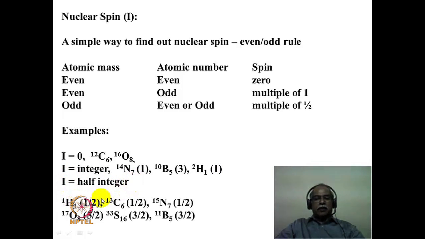Proton has a spin of 1/2. Carbon 13, although it is a low-abundance isotope of carbon, has a spin of 1/2. Nitrogen 15 has a spin of 1/2. Oxygen 17 has a spin of 5/2. Boron 11, for example, has a spin of 3/2. So this is a very simple methodology to find out the spin of a nucleus based on the odd-even rule of the atomic mass and atomic number.